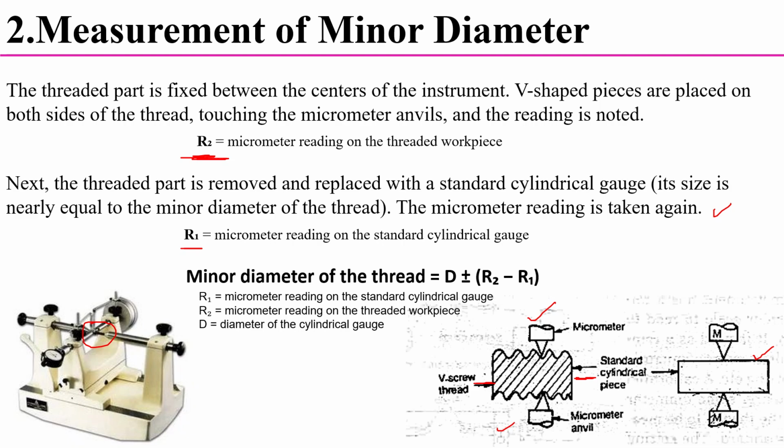Here R1 is the micrometer reading on the standard cylindrical gauges and R2 is the micrometer reading on the threaded workpieces. Then capital D, that is the minor diameter, will become the diameter of the cylindrical gauge. So here the minor diameter of the thread is D plus or minus R2 minus R1.